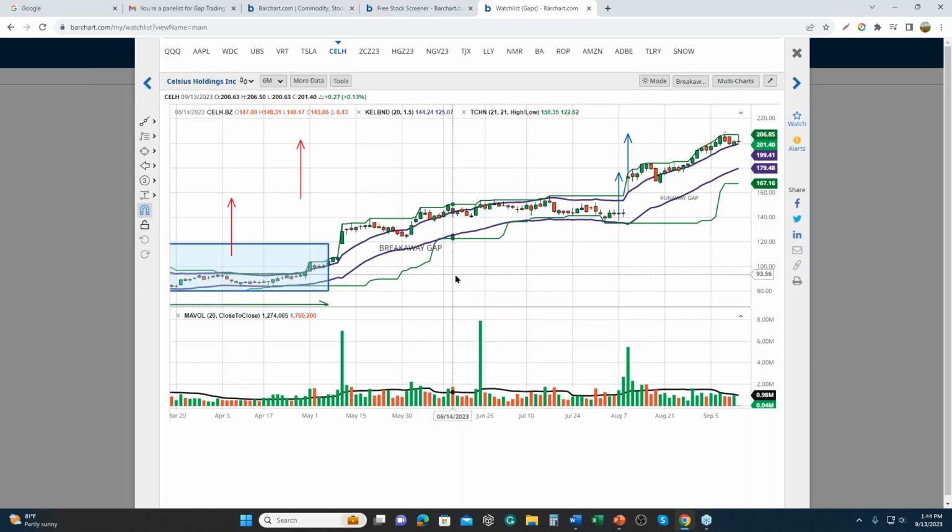Here's our Celsius. Again, this is really what we want to see, right? Our gap that is really outside of the ATR, the Keltner band, and again, breaking out of a turtle channel, breaking out of structure at the same time, right? So you can kind of see that here. And again, we can see that as well as we can here.